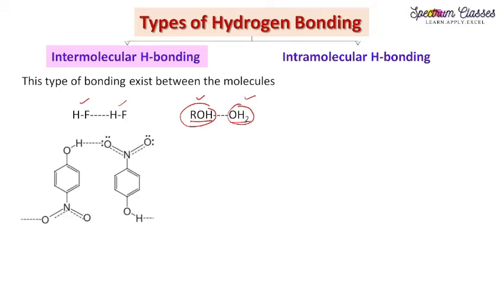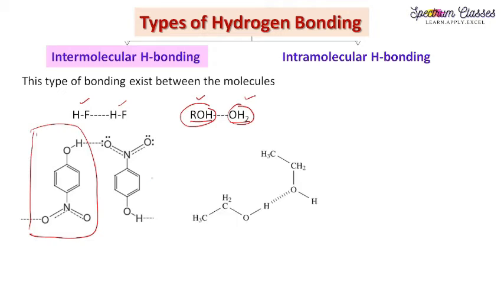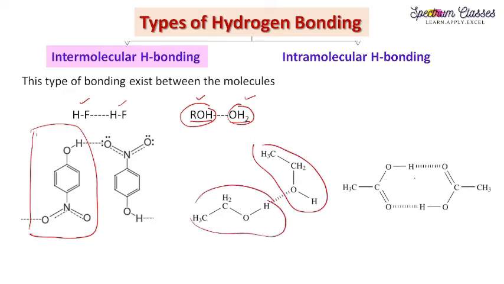Some more examples I am showing here. This is paranitrophenol. This is one molecule and this is the second molecule, and this has hydrogen bonding. Ethanol: this is one molecule and this is the second molecule. This is called intermolecular hydrogen bonding. Similarly, in acetic acid we have one molecule and a second molecule. So this is intermolecular hydrogen bonding.